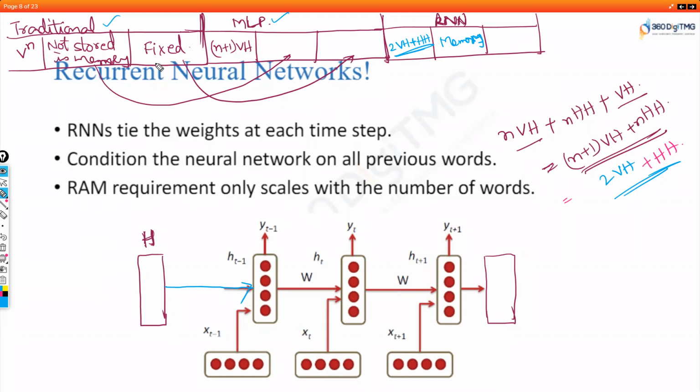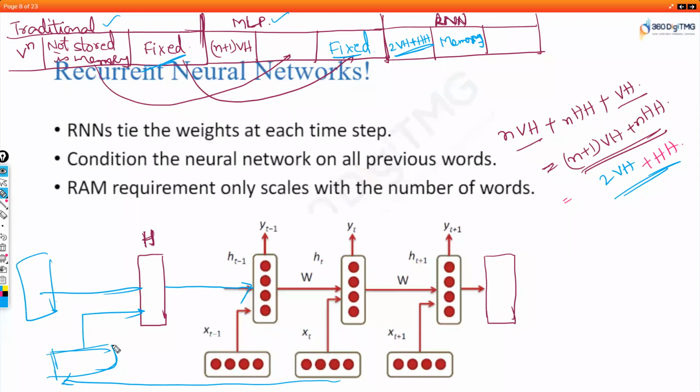Okay. And the fixed context, if you have three words and predict the fourth word, that problem exists in both traditional language models and multi-layered perceptron. So here what happens is you can expand to whatever extent. If you have four words and if you want to predict the fifth word, expand it one more time. If you have five words and if you want to predict the sixth word, expand it one more time.